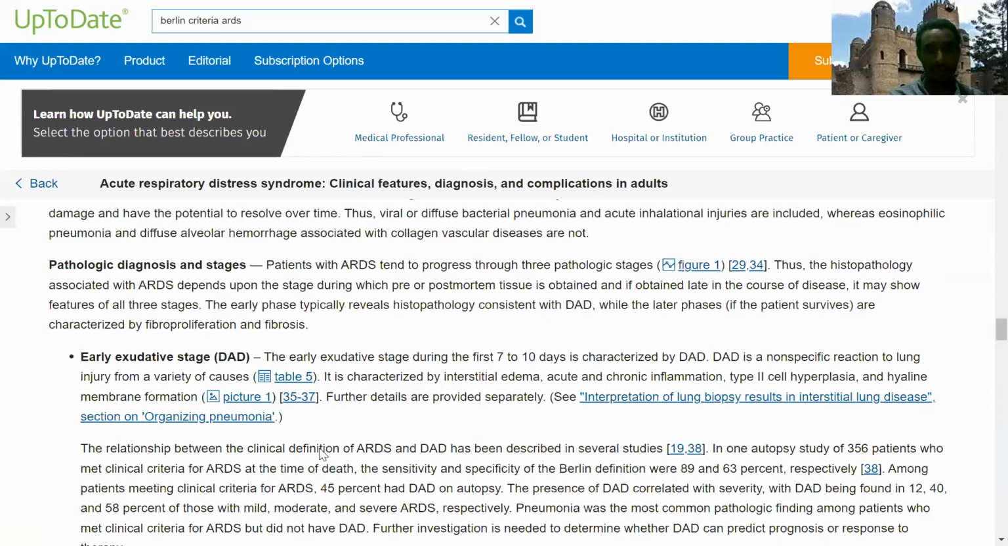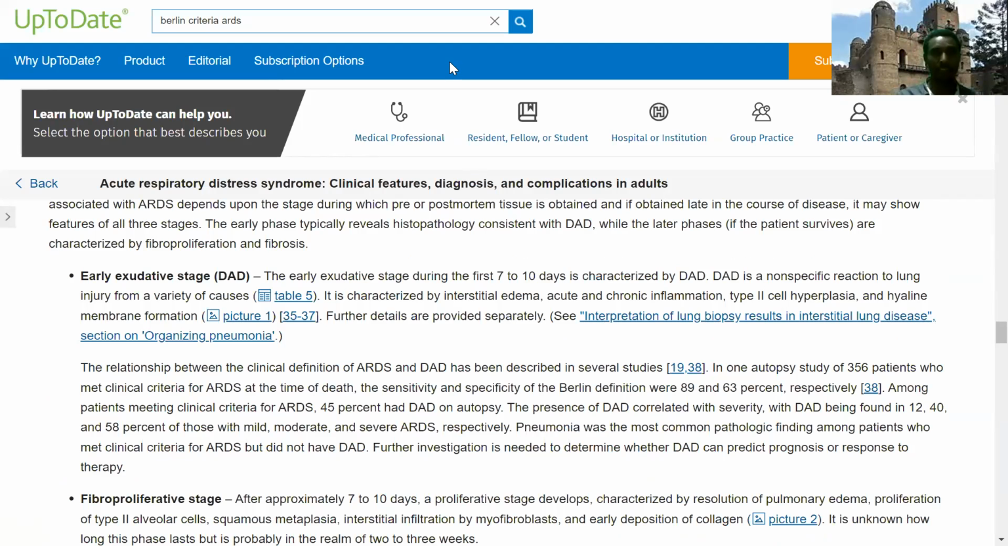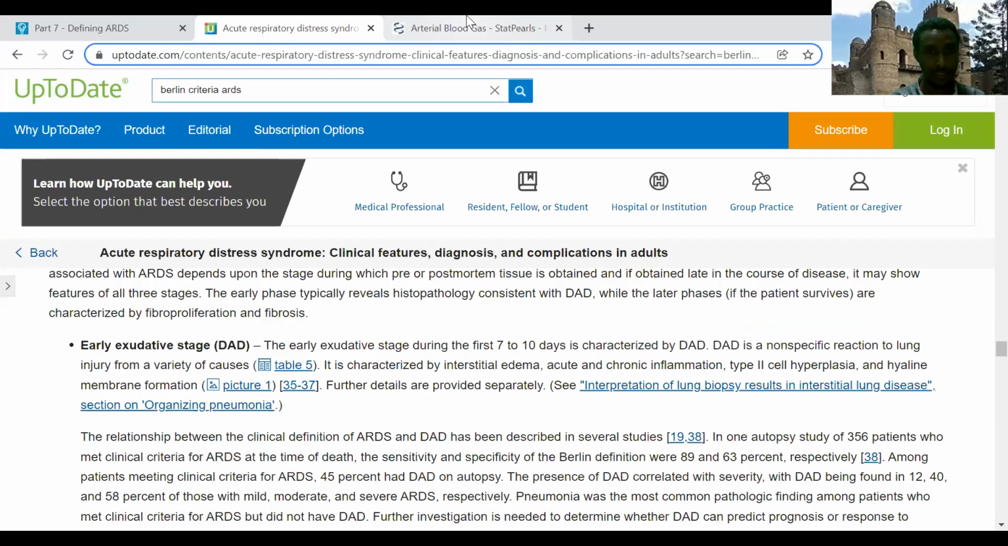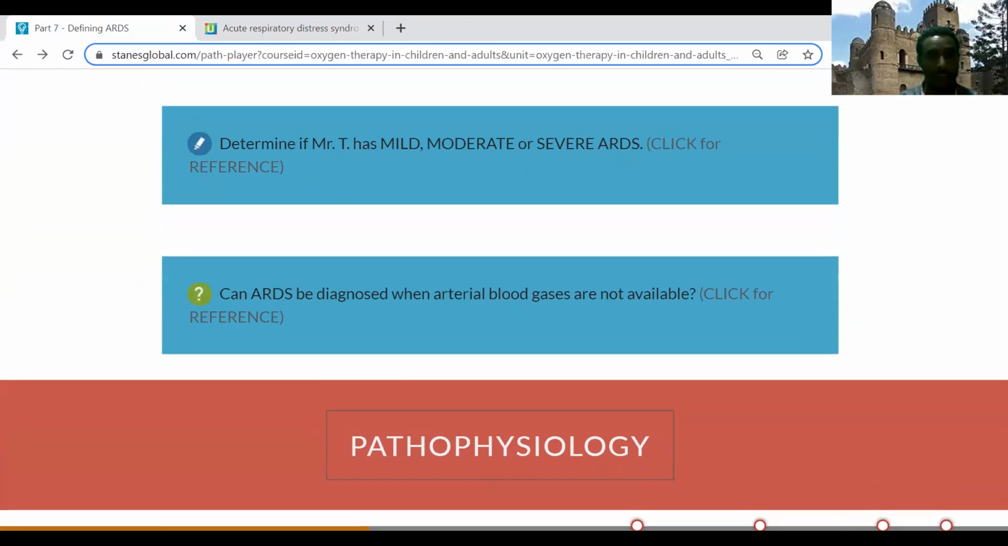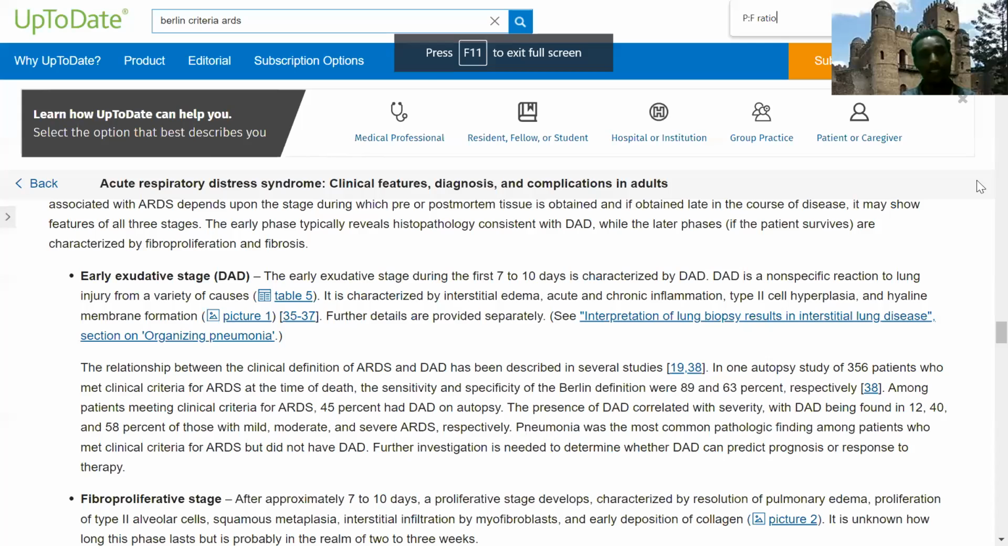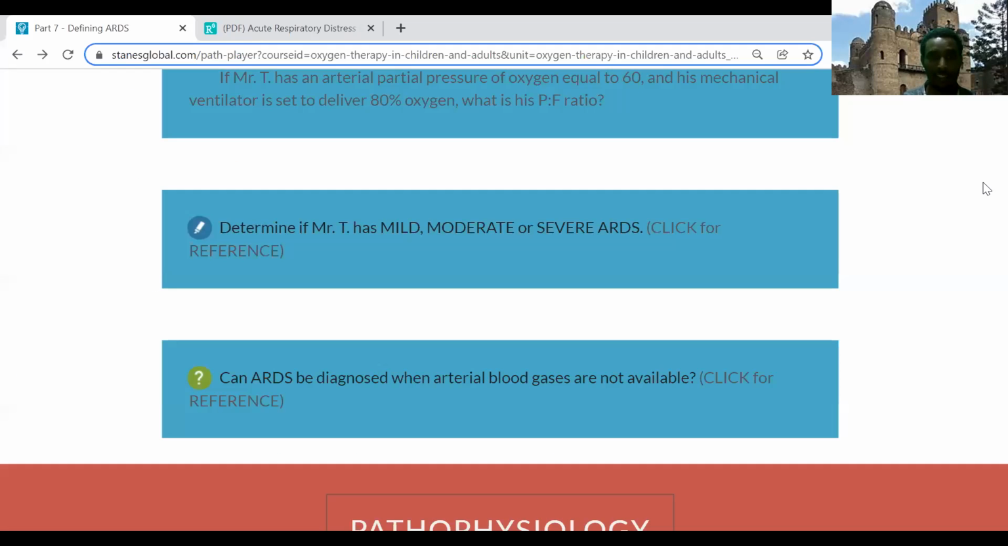So the PaO2/FiO2 ratio is calculated from the partial pressure of oxygen in the artery, measured in millimeters of mercury, and making the FiO2 into a decimal. So the patient has 60 mmHg divided by 80% FiO2, which means 0.8. Dividing 60 by 0.8 gives you 75. So based on this calculation, determine if Mr. T has mild, moderate, or severe ARDS.